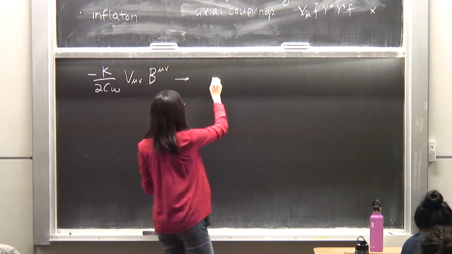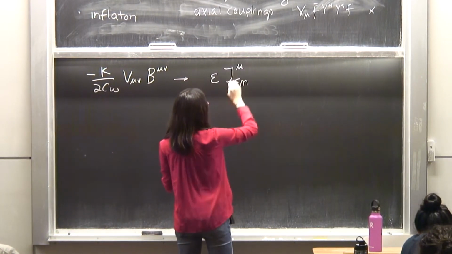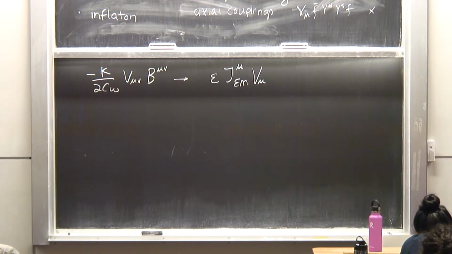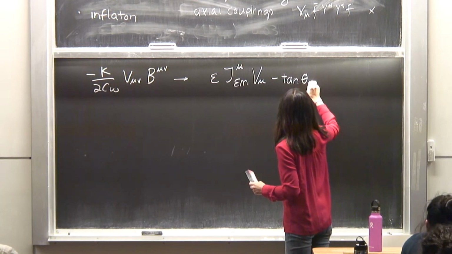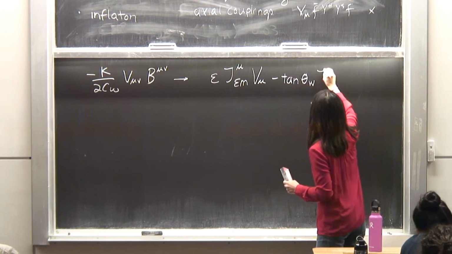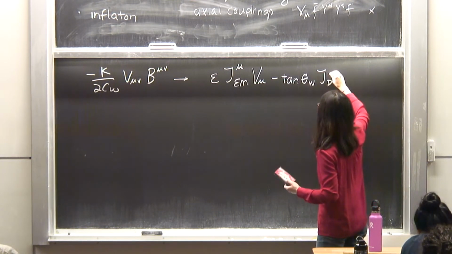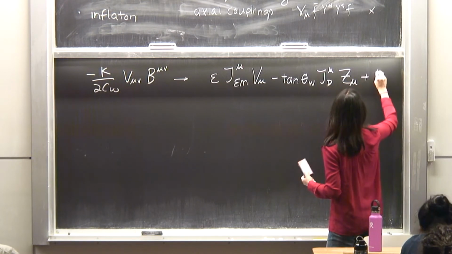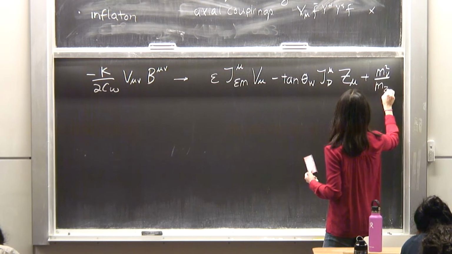So this becomes a coupling of electromagnetism with the dark electromagnetic current with the dark photon, and a coupling of the dark current, meaning whatever's charged under the dark photon, with the Z, plus corrections of order the dark photon mass over the Z mass.